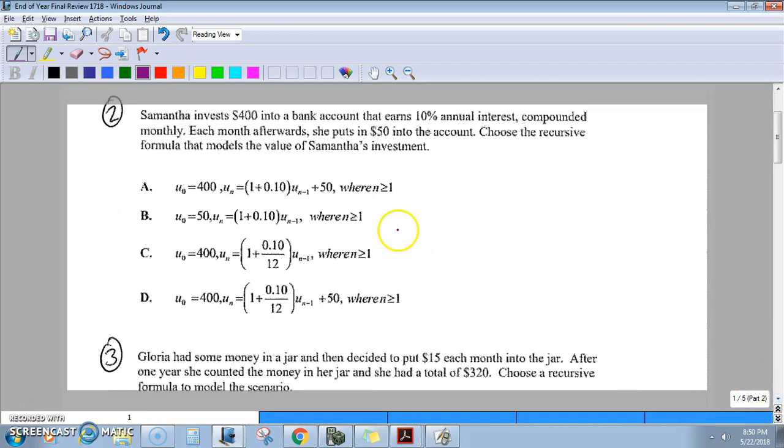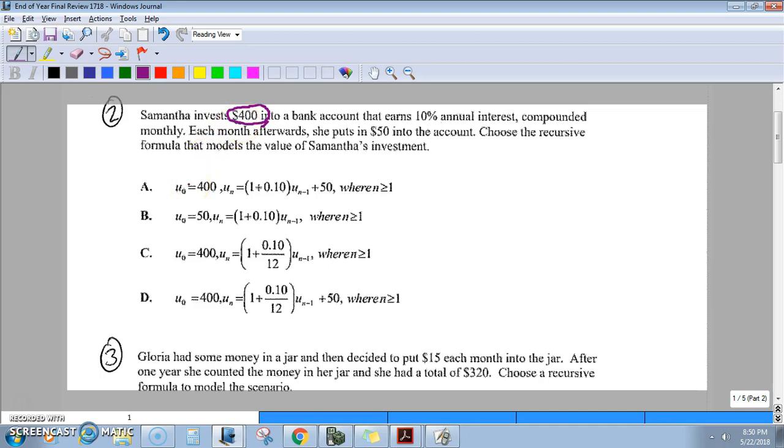Samantha invests $400 in a bank account that earns 10% annual interest compounded monthly. Each month afterwards, she puts in $50 into the account. Choose the recursive formula that models the value of Samantha's investment. So our starting value, remember this is a geometric sequence which kind of matches to an exponential relationship. So our starting value was 400, that's going to be our u sub 0.